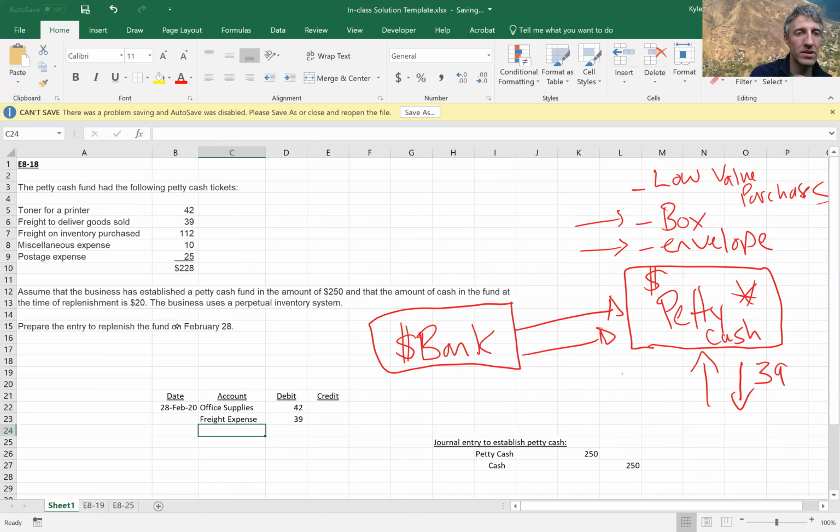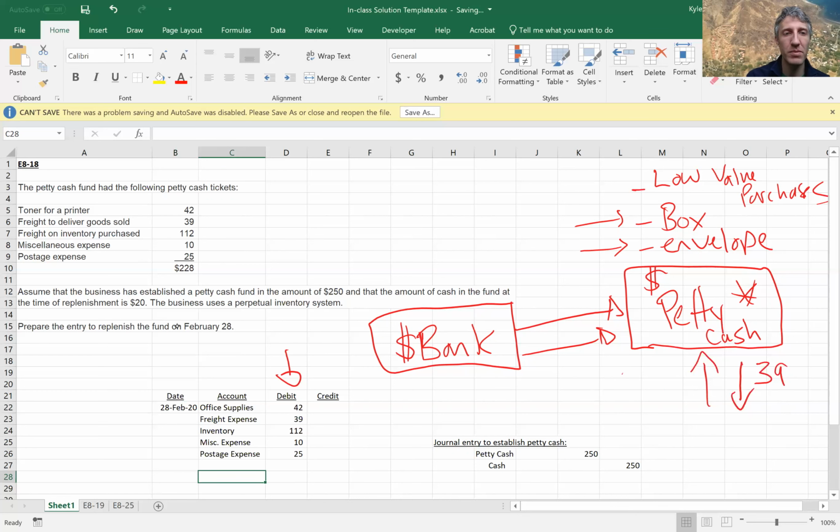And then it was freight on inventory purchased of $112. And remember, when we're paying freight for inventory that we're buying, that gets added to the cost of inventory. 112. Then there was a miscellaneous expense, $10, and postage expense of $25. So we know these are all going to be debited.